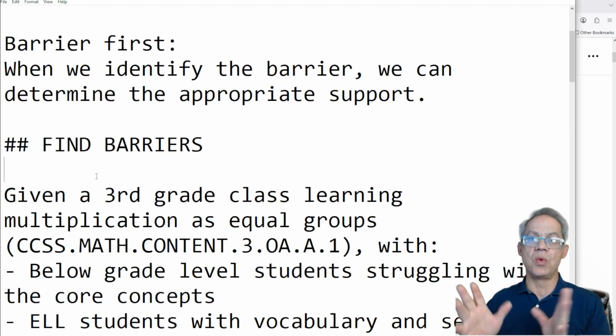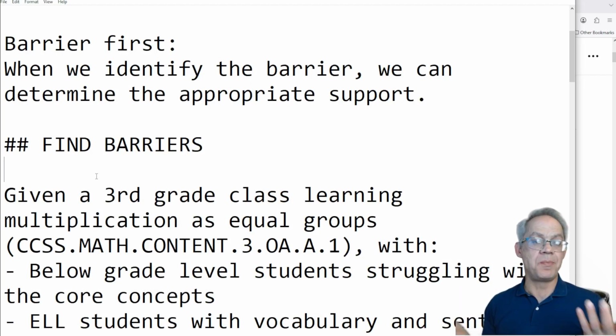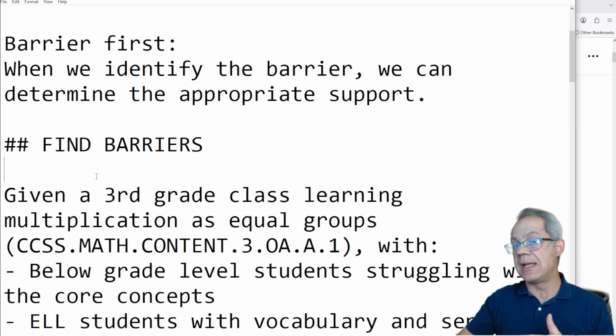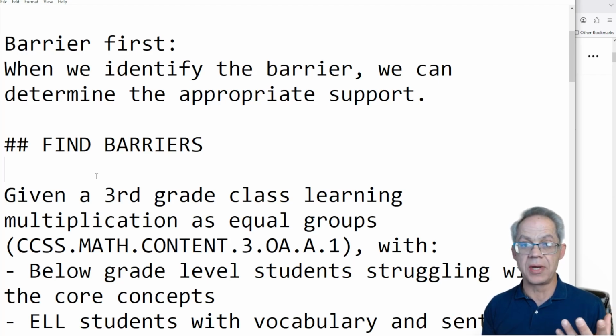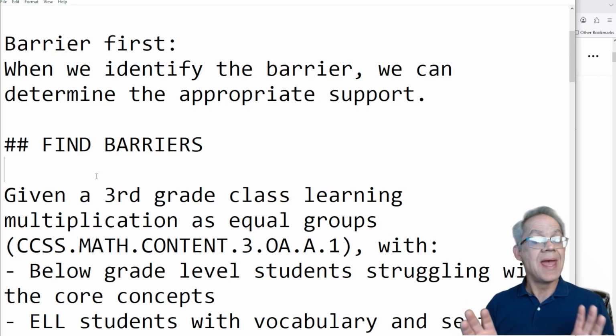Here's your key takeaway. First, you have to know what's the barrier to learning. We can't design an appropriate support. We can't get AI to give us an appropriate support until we figure out what students' barriers are to learning. And as it turns out, AI can actually help us with that part of the process too.